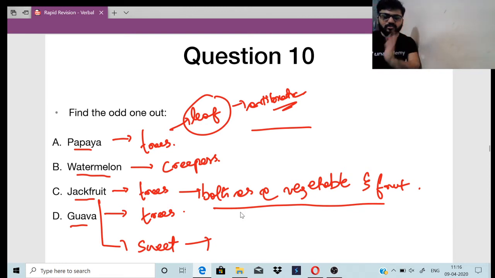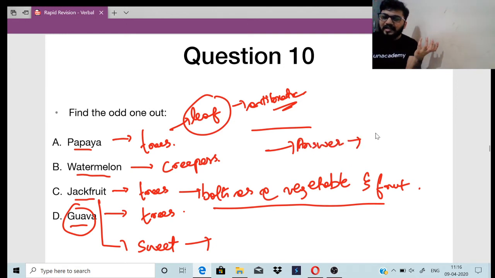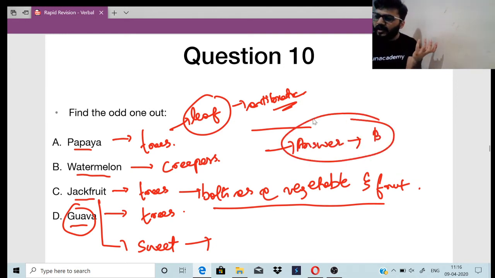But here, I will tell you, there are multiple options here, okay? I am not telling you guys are wrong. You guys are also true. There are multiple options. If you go by the size, guava is very small. Watermelon, jackfruit or papaya are bigger. Then you can also go with other things. There are many other relations. But according to the answer, this is a PYQ. The answer was given as B. So that is what I'm telling.